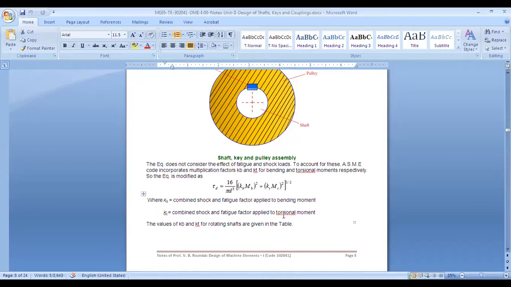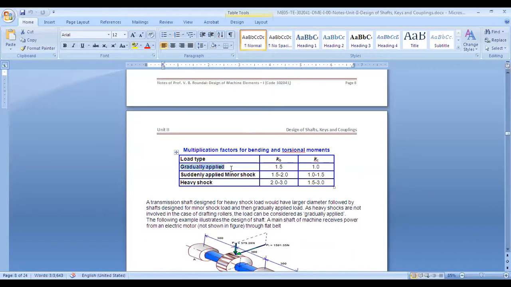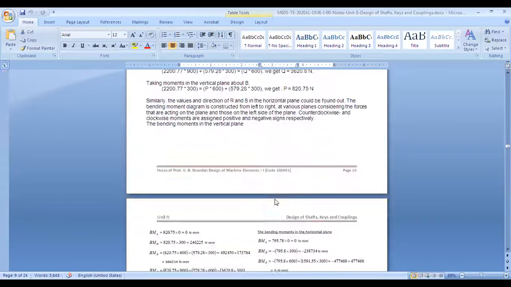Allowable shear stress is equal to 16 upon pi d cube into root of (KB MB) square plus (KT MT) square. Where these KB and KT are the combined shock and fatigue factors for bending moment and torsion moment. So those factors are generally given in your numerical, right? But if they are not given, then this is what we will assume, for gradually applied, suddenly applied and heavy shock. We talked about it. Then we took a look at a few examples.